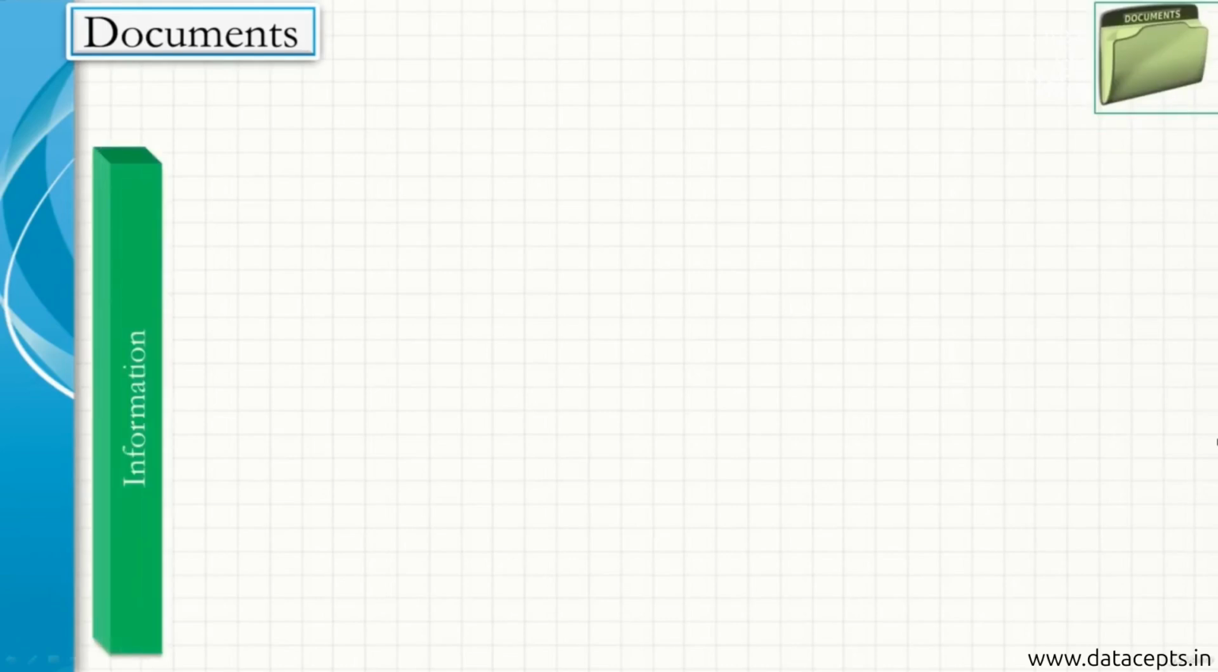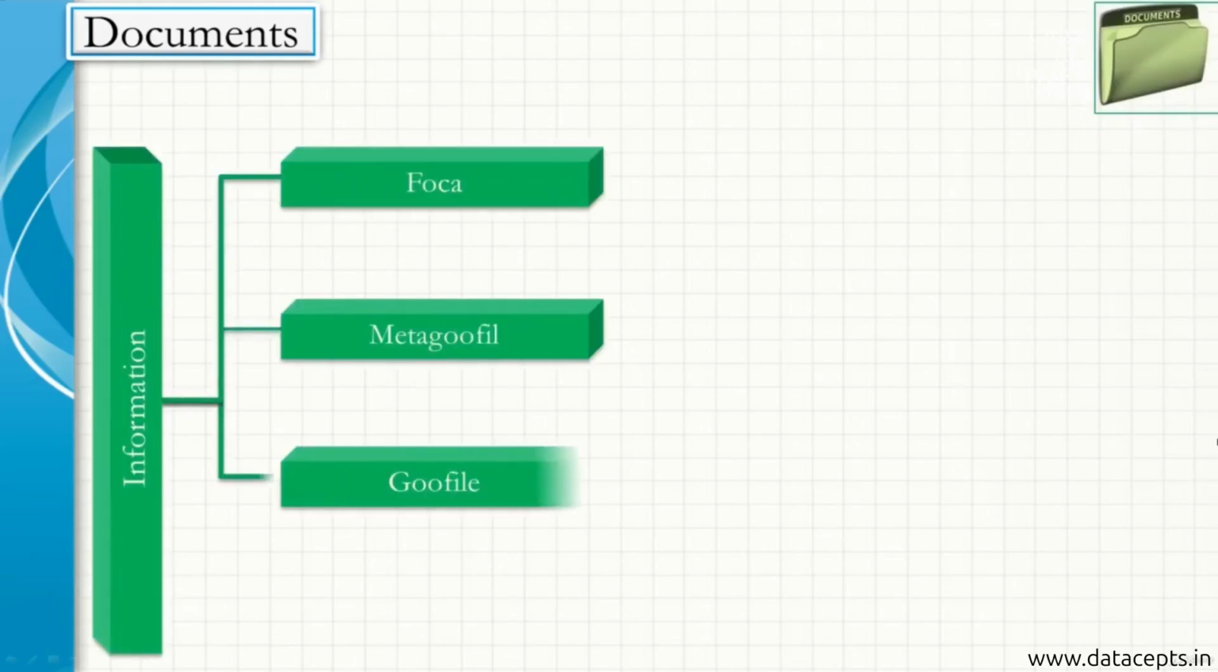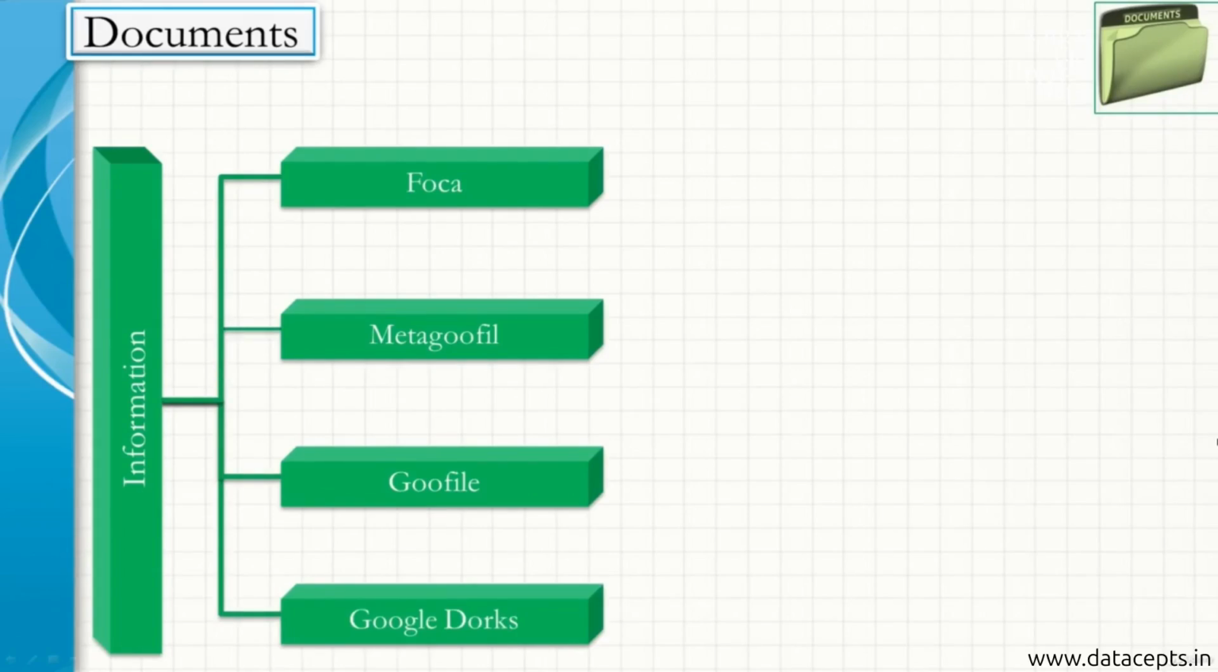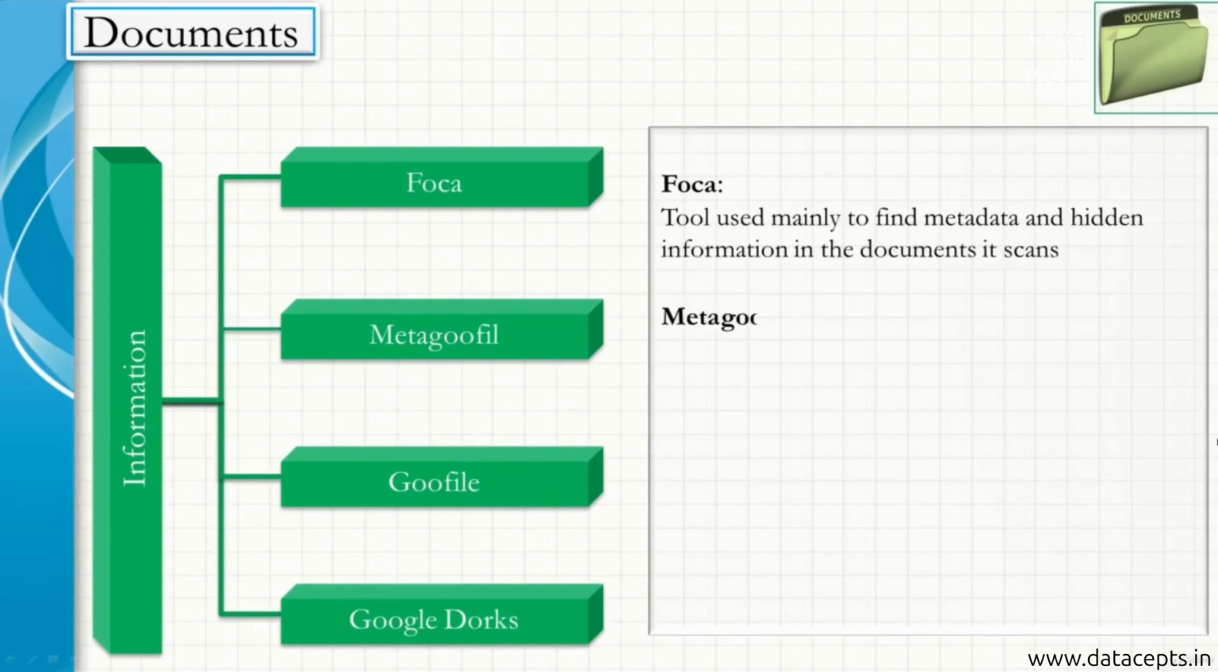Information gathering using documents. The tools that are used are FOCA, MetaGoofil, Goofile, and Google Docs. FOCA is a tool used mainly to find metadata and hidden information in the documents it scans.